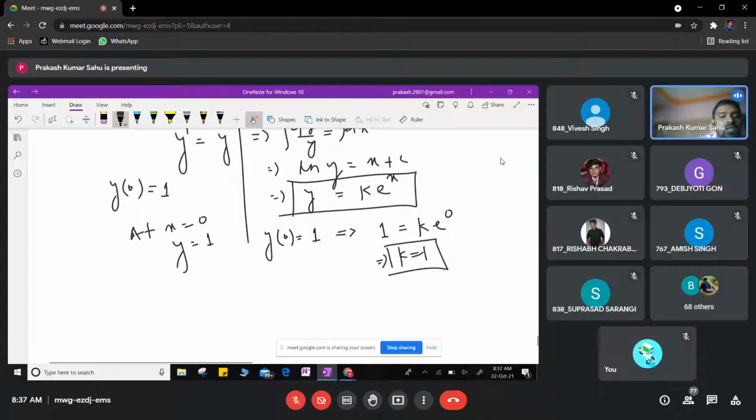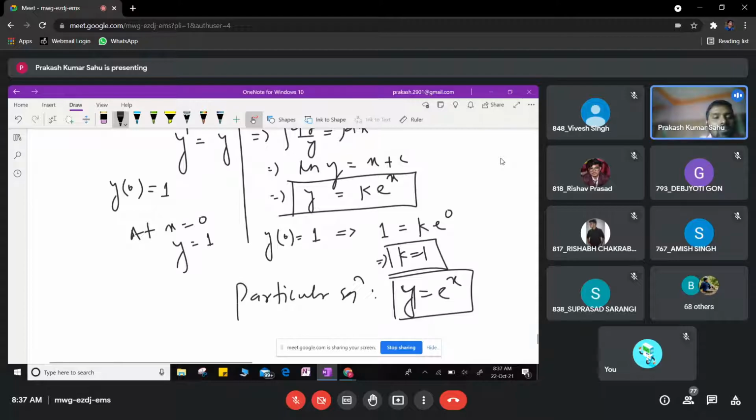Okay, that means your particular solution, you will get y is equal to only e to the power x, because your k value is equal to 1. And that particular value you can choose from the initial condition. Okay, understood?